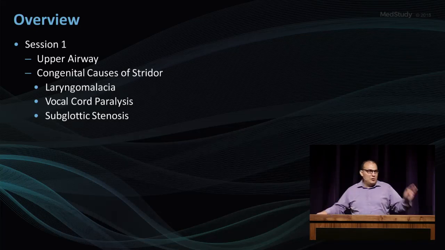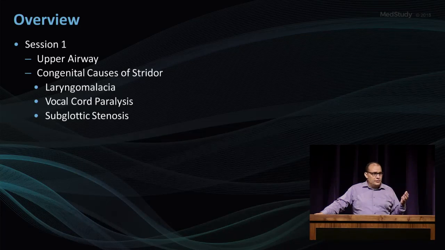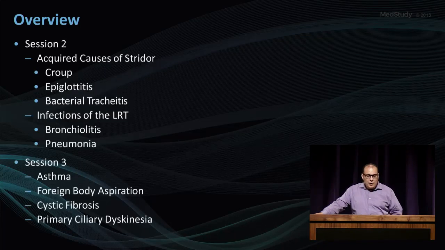We're going to talk, there will be 3 sessions, though we divide it into 2 sessions. We'll talk about the upper airway, the congenital causes of stridor: laryngomalacia, vocal cord paralysis, subglottic stenosis. In session 2, we'll talk about the lower causes of stridor, and we'll take the infectious, and then go to the lower respiratory tract infections, bronchiolitis, pneumonia. Then we'll talk about asthma, foreign body aspiration, cystic fibrosis, and primary ciliary dyskinesia.